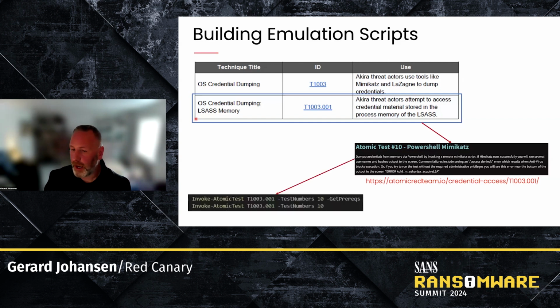So here we go, and I start extracting these. This is the actual syntax inside the PowerShell script. Invoke-AtomicTest T1003.001, test number 10. And I always like to put -GetPrereqs. A lot of them have prerequisites, some don't. But this is a good way to check.